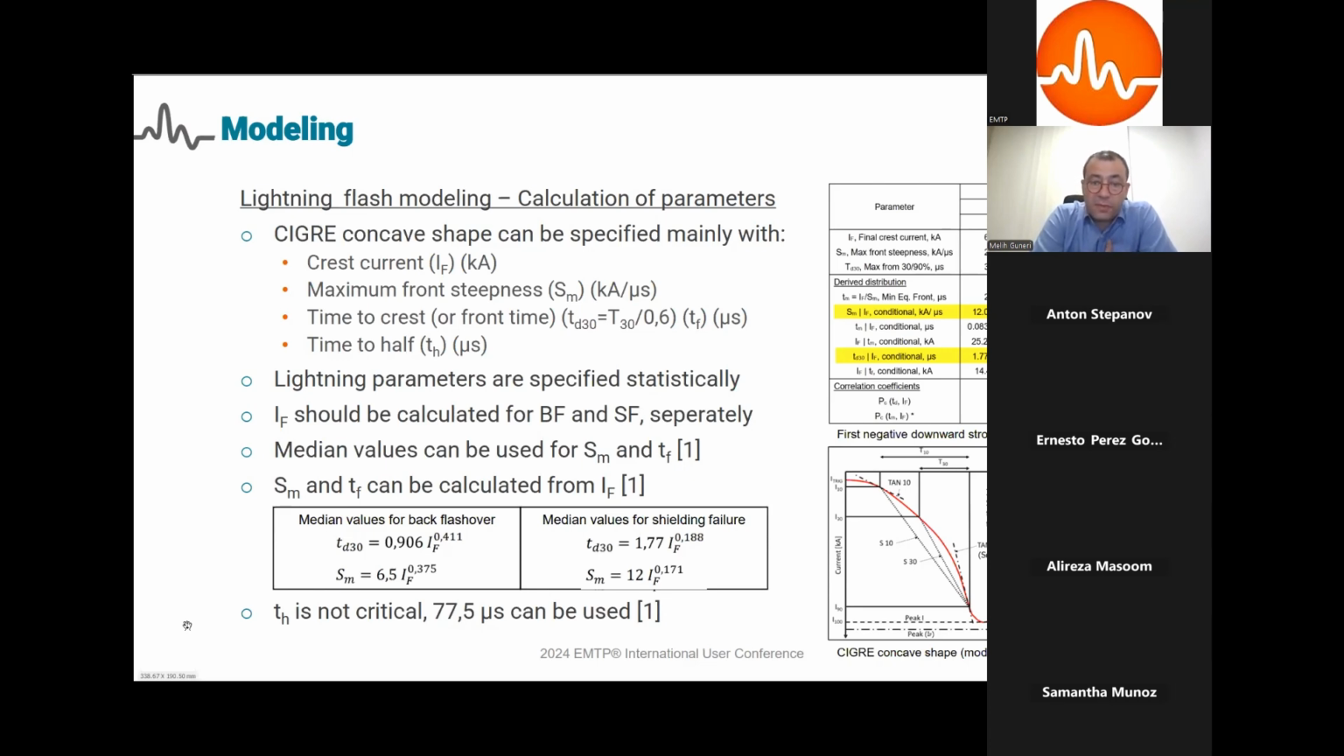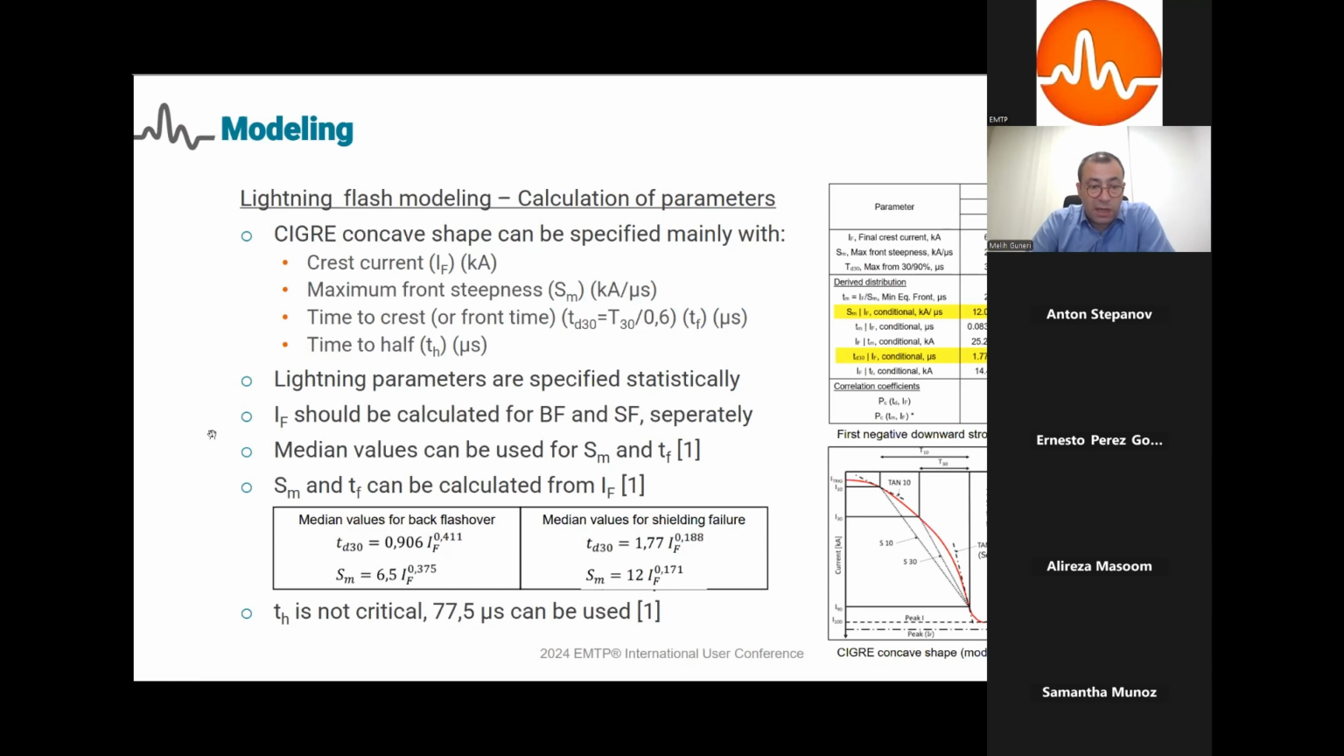And also it's very well known that lightning parameters are specified statistically. So the first thing to do when calculating these parameters is to calculate firstly the crest current value, IF, for back flashover and shielding failure cases. Once this IF value is calculated, then derived parameters or derived distributions of steepness and front time can be calculated using the table provided in CIGRE Technical Brochure 63, which you can see on the right side.